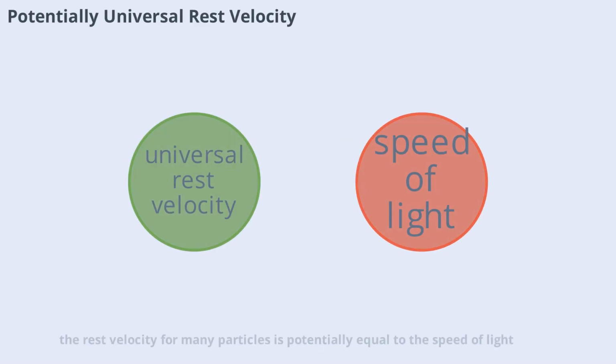Interestingly, the rest velocity for many particles is potentially equal to the speed of light. This finding suggests a universal behavior among quantum particles, linking their rest states to fundamental constants. By exploring these relationships, researchers can uncover new principles governing the quantum world.